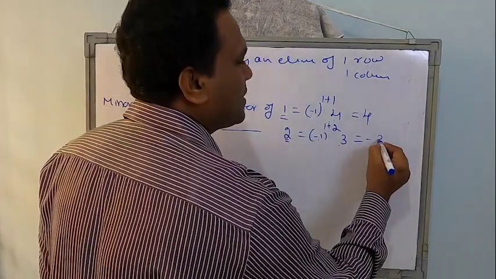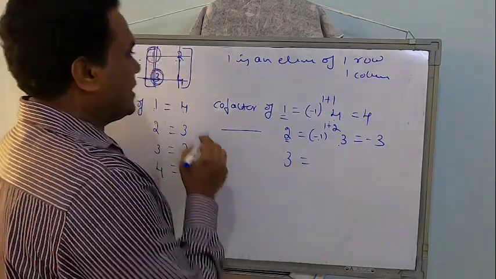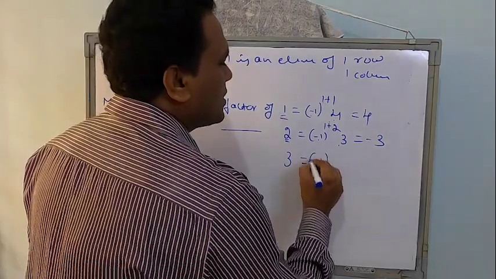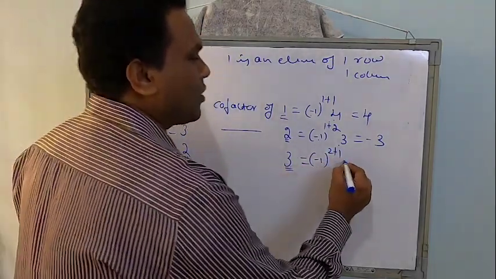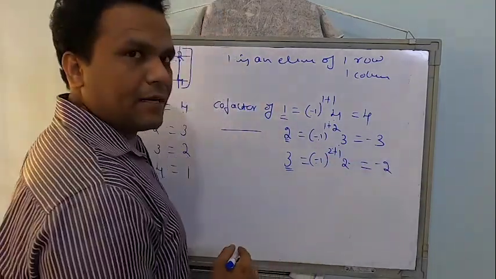Minus 1 multiplied by 3 will be minus 3. The next, minor of the element 3. 3 is an element of second row, first column. Correct now? Second row, first column multiplied by the minor of 3. Minor of 3 is 2. And on simplifying this, I am going to get it as minus 2.